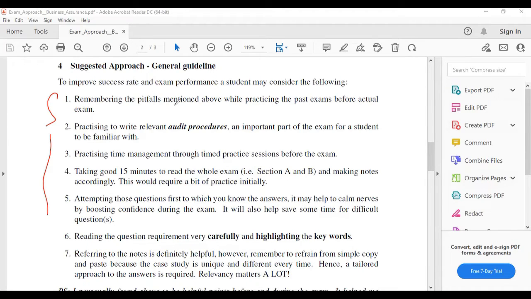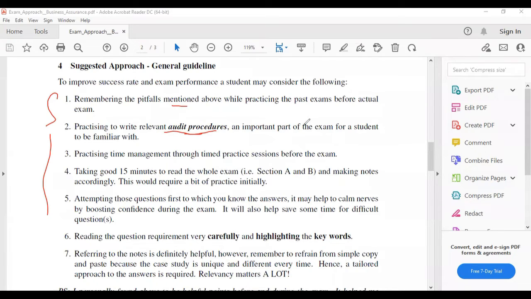So, remembering the pitfalls mentioned above that we discussed earlier. All right, those pitfalls are very important. They will help you understand how to approach the exam, and in order to avoid any potential mistakes, right? So, practicing to write relevant audit procedures. This exam will ask you a lot of audit procedures. So you need to understand how to write those audit procedures, right?